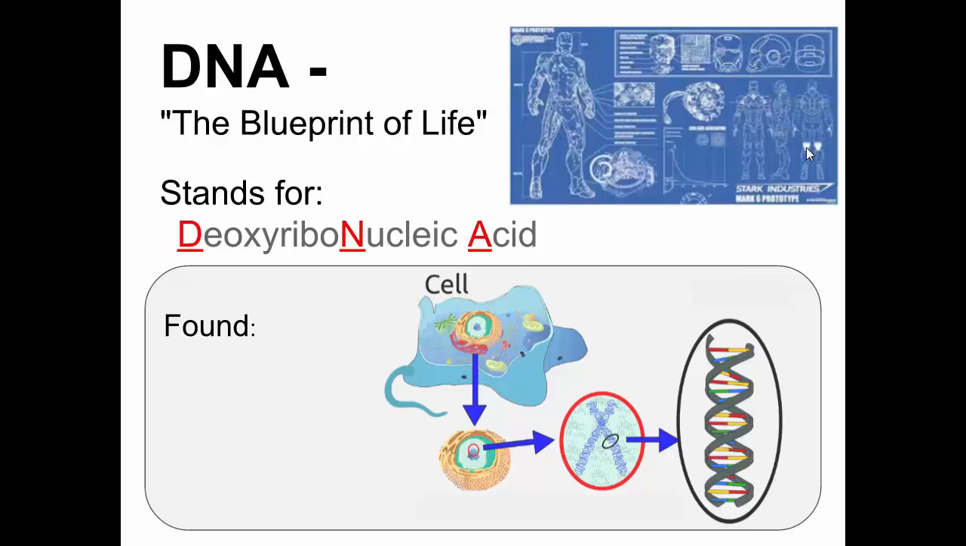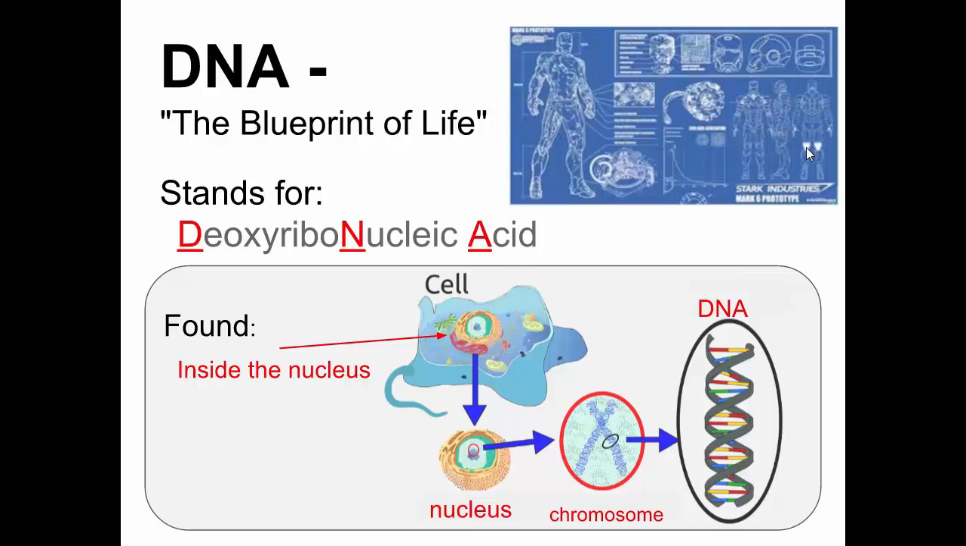Our DNA is found in our cells. All of our cells contain our DNA. More specifically, it's found inside the nucleus. So what's in the nucleus of our cells? We talked about this at the beginning of the unit. Yeah, chromosomes. And our DNA is located on our chromosomes. So this is the chromosome, the little X shape. And then on the chromosome is our DNA. This is a strand of DNA.